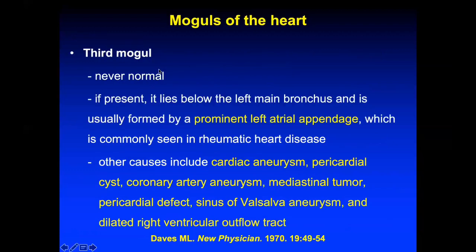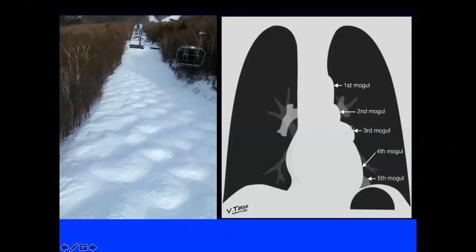The third Mogul is never normal. In all cases of heart, if someone asks you about the third Mogul, it is always abnormal. If it is present, it lies below the left main bronchus and is usually formed by a prominent left atrial appendage, which is seen in rheumatic heart disease. So this is the third Mogul, and there is no normal structure located here. If you have a third bump on an X-ray, the most common cause is an enlarged left atrial appendage.